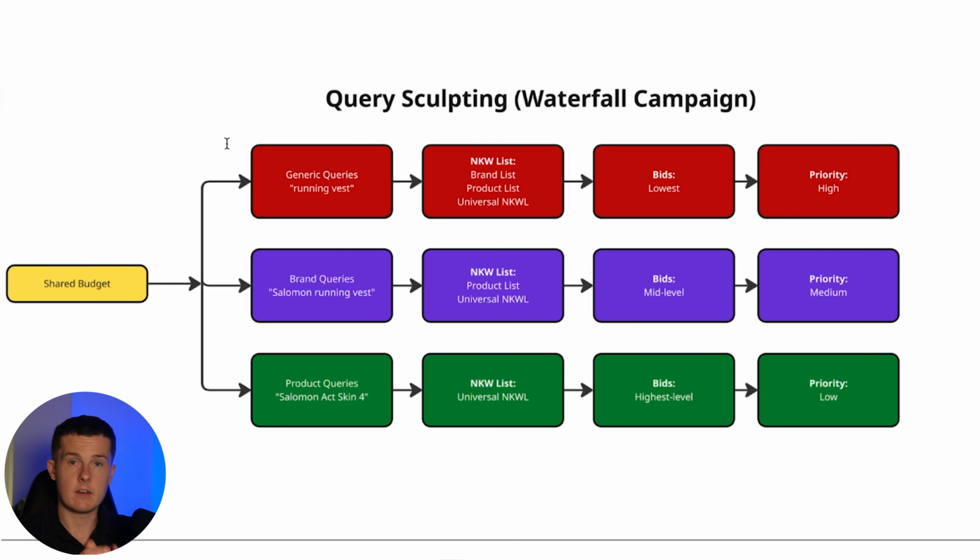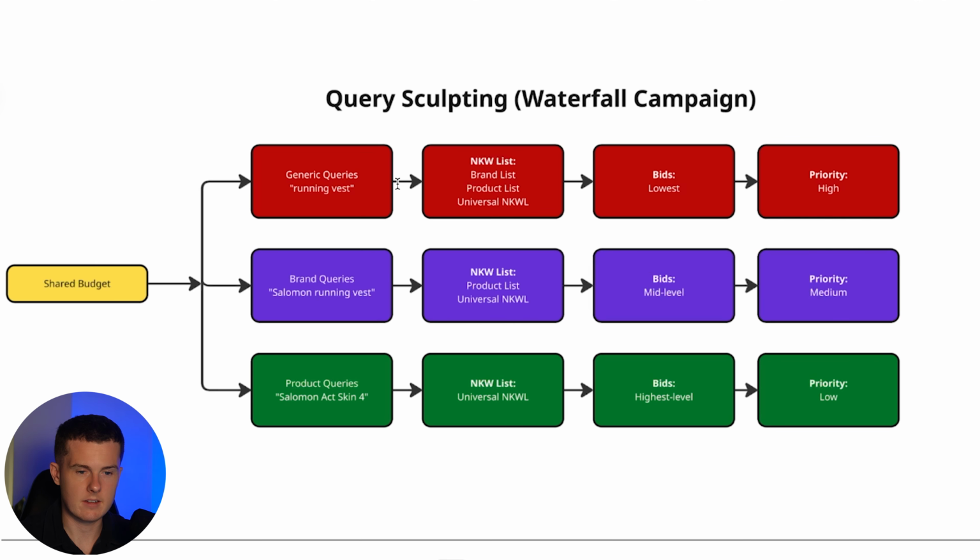So we might feel that, okay, someone searching for Salomon running vest is of higher intent and more likely to convert than someone searching for a running vest. Someone searching for Salomon Act Skin 4 is even higher intent than someone searching Salomon running vest, because they obviously know the exact product it is that they're looking for. So as such, we actually want to give this a greater weighting in how we approach it. And we want to obviously give this the least weighting.